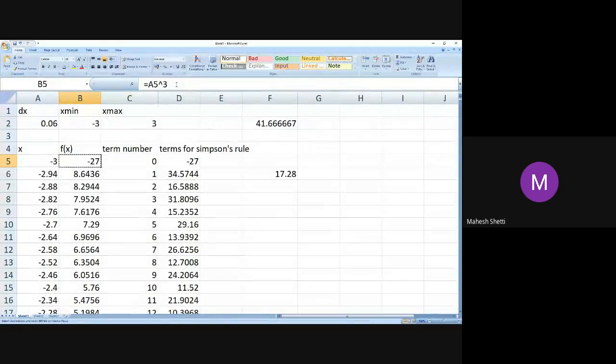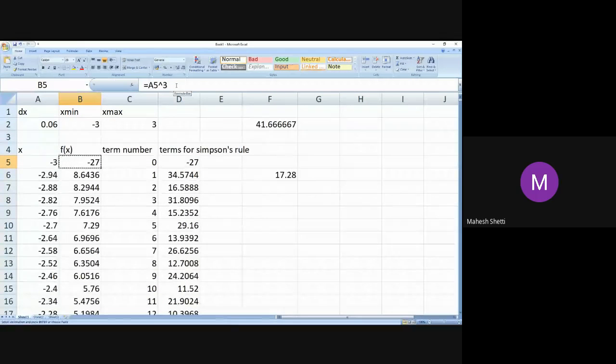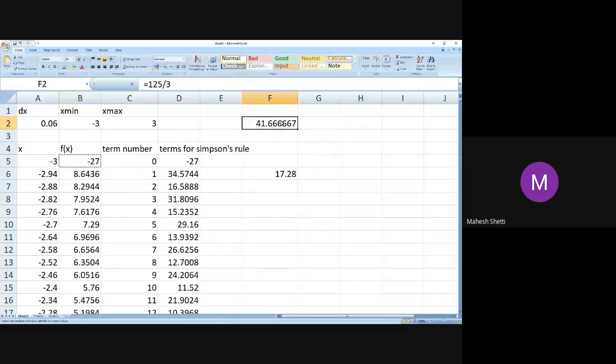I have not yet put the function, I have not copied the function everywhere. But guess, what should be the answer? -3 to +3, integration of x cube. Anybody quick? 0. Has to be 0. It's an odd function and the symmetric intervals.